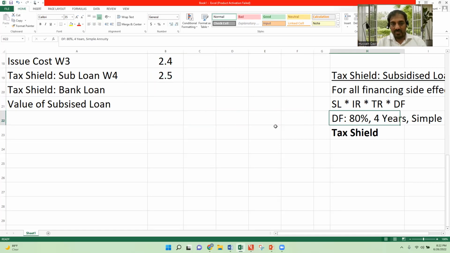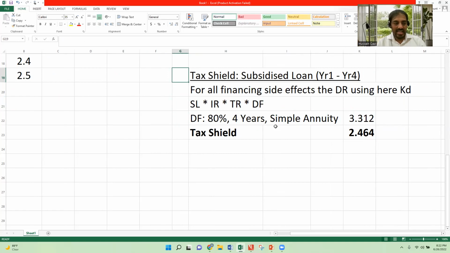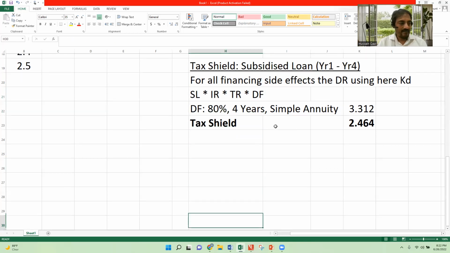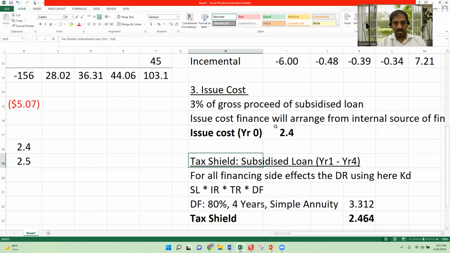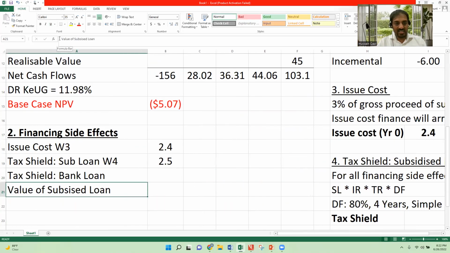Or 2.5. Okay, next point. Now, another point related to the tax shield. And this is what? Working number 4. You have to be very specific about the workings, mentioning the workings.